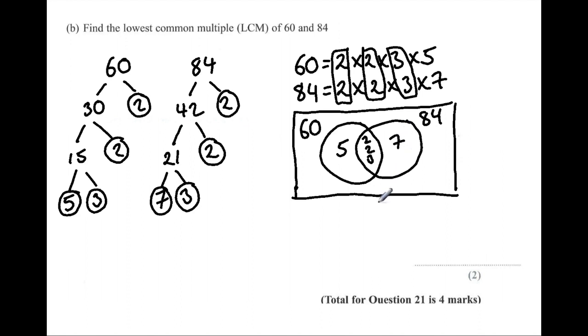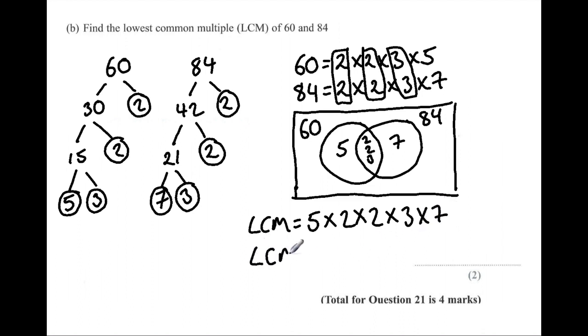To find the lowest common multiple, what we need to do is to multiply all the numbers in the Venn diagram. So lowest common multiple is equal to 5 times 2 times another 2 times 3 times 7. Therefore, the lowest common multiple is 420. And that's our final answer.